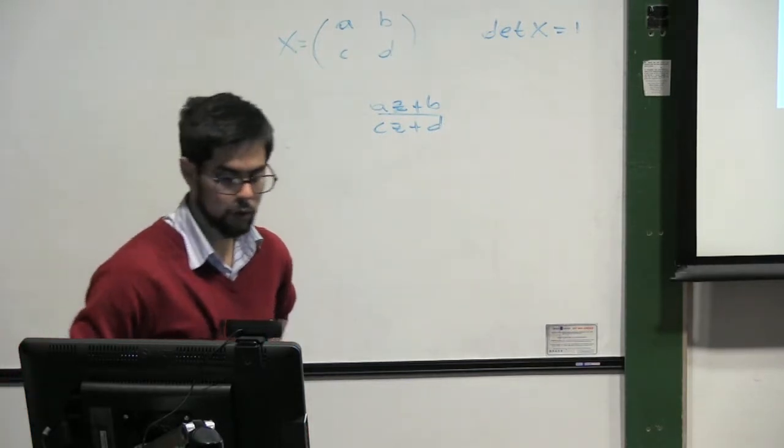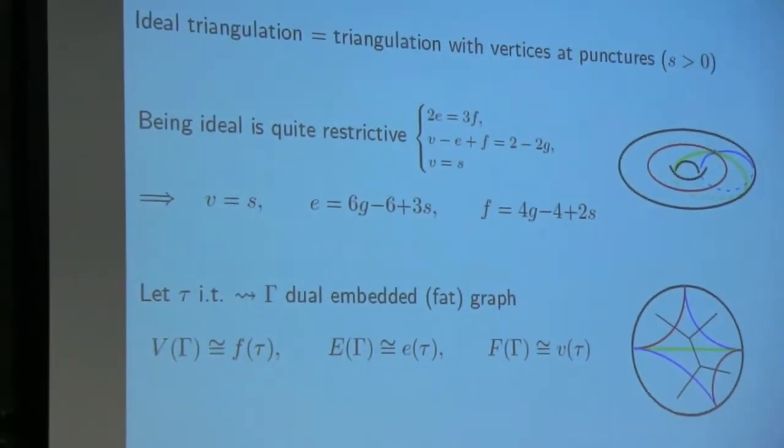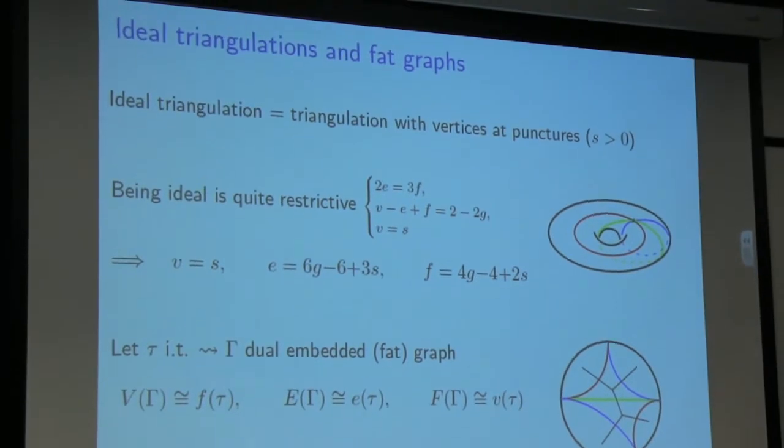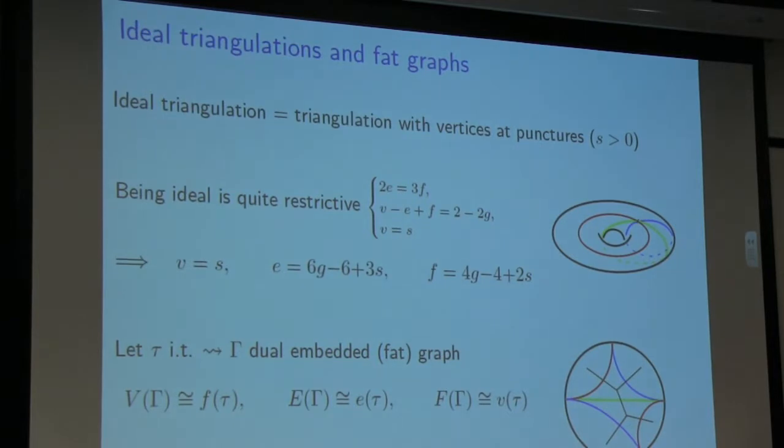Okay. So to come back to the problem at hand of describing coordinates on this space, we need to introduce some structure on the surface. And here is where we need to choose S bigger than zero, to at least have one puncture on the surface, because we want to introduce ideal triangulations on this surface. And ideal triangulations are just triangulations whose vertices are exactly at the punctures, right?